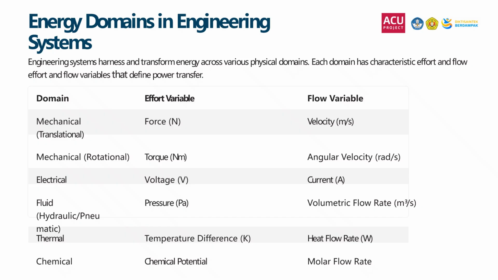In electrical systems, power is transferred through voltage as the effort variable and current as the flow variable. Fluid systems such as hydraulic and pneumatic systems use pressure and volumetric flow rate to describe energy transfer. In a thermal system, the effort variable is the temperature difference, while the flow variable is the heat flow rate. Recognizing these effort-flow pairs is essential because it allows us to describe different physical domains using a unified framework. Once these pairs are identified, systems from different domains can be interconnected consistently without changing their fundamental physical laws.